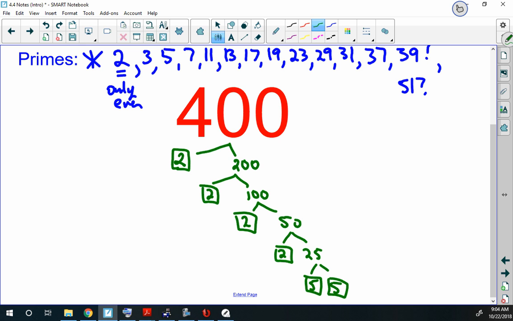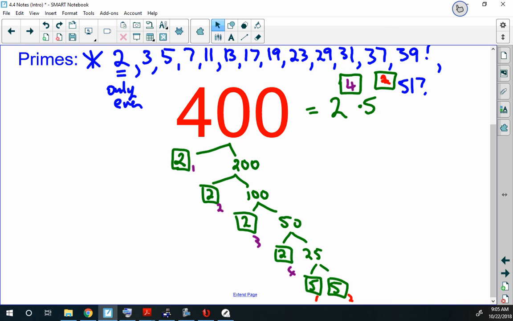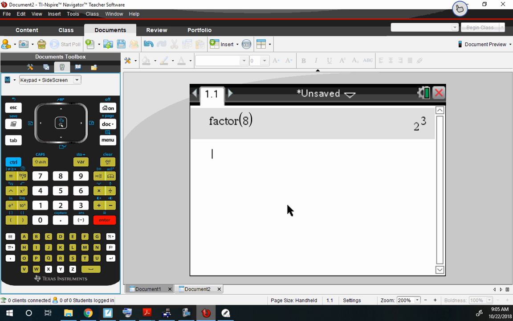So what we do then is we say that 400 in its prime factors is 2 to some power. I got to count how many there are. 1, 2, 3, 4 of those, right? So it's going to be 2 to the 4th power times 5 to the, let's see, there's 1 there, there's another 1 there, 5 to the 2nd. So my calculator ought to be able to do that.